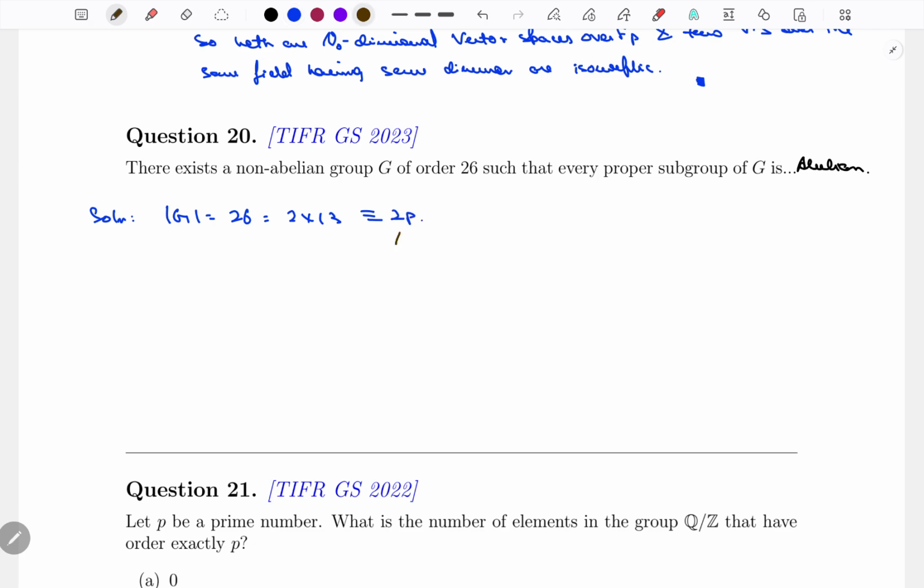Now a group of order 2p is either isomorphic to Z_2p or isomorphic to D_p. This is a classical result in finite groups: if you have a group of order 2p where p is an odd prime, then it's either isomorphic to Z_2p, the cyclic group of order 2p, or to the dihedral group acting on a regular polygon with p sides, p vertices. We are concerned about non-abelian groups, so the cyclic case obviously won't apply. So we need to work with D_p.